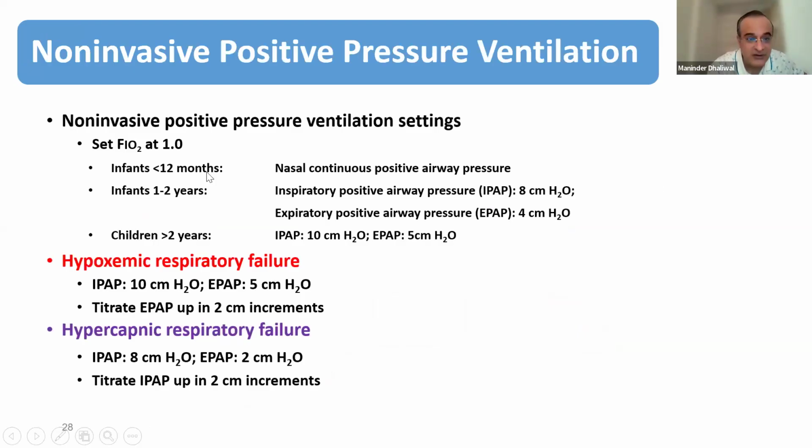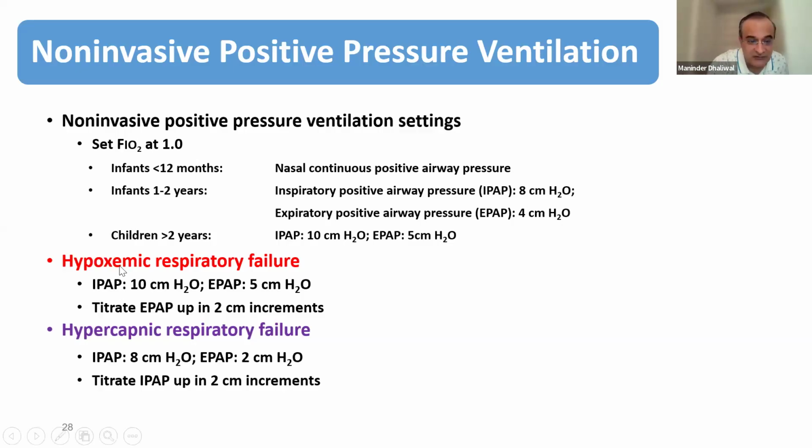For the settings, always start with a FiO2 of 100%. In a small child, you will apply an IPAP of 8 and an EPAP of 4. Whereas in a child more than 2 years of age, you can start with an IPAP of 10 and EPAP of 5. You should keep a difference of minimum 4 between the EPAP and IPAP, because this gives some tidal ventilation to the child. Do not keep it the same, keep a difference of 4.